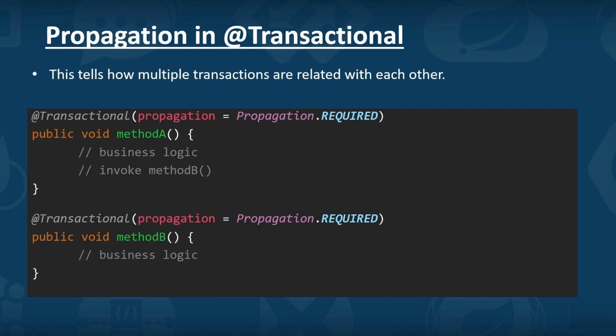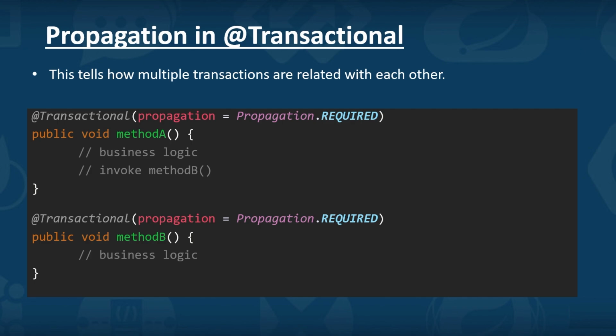Now, the question is that one transactional annotation is related to method A and another one is related to method B. So when we invoke B from A, how are these two transactions going to interact with each other? That can be decided with the help of propagation. By default, whenever we don't mention any, it becomes propagation.required. That is always the default one.